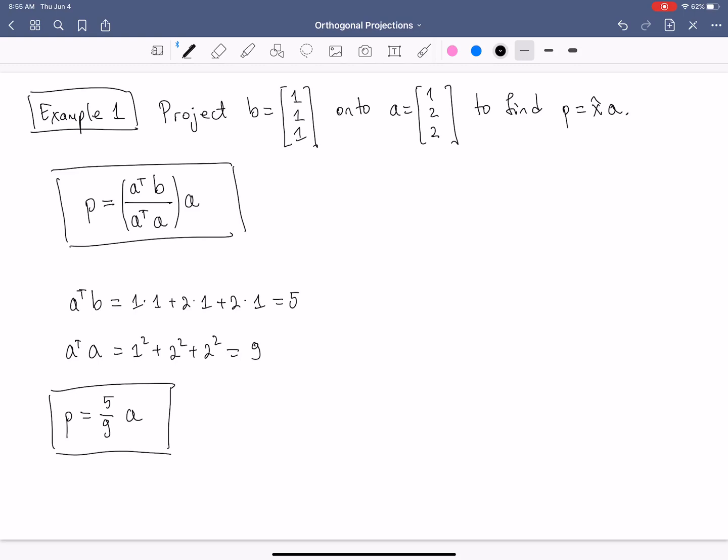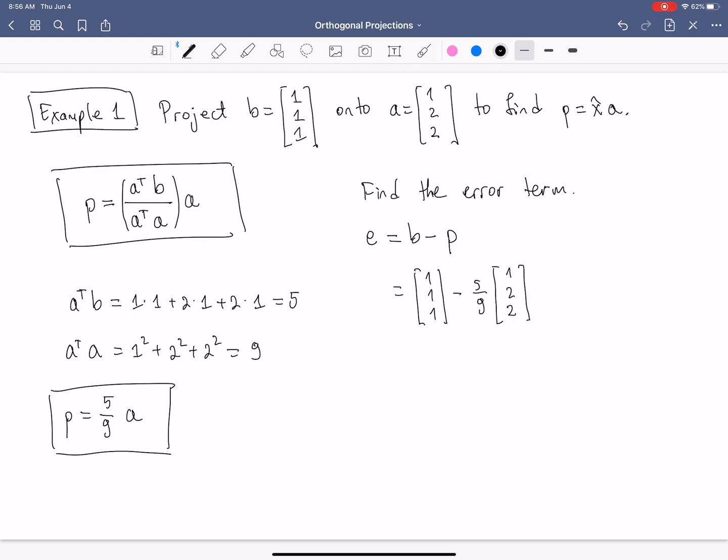Okay. Now, what if we wanted to find the error term? So let's say part B here. Find the error term. Well, the error term E is simply B minus P. Therefore, it is the vector (1, 1, 1) minus 5/9 of the vector (1, 2, 2).